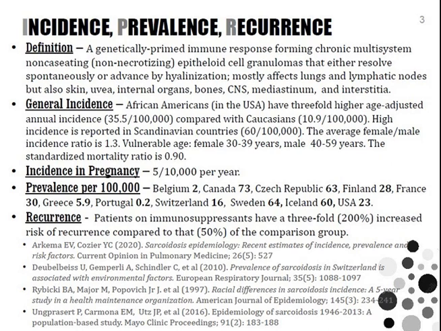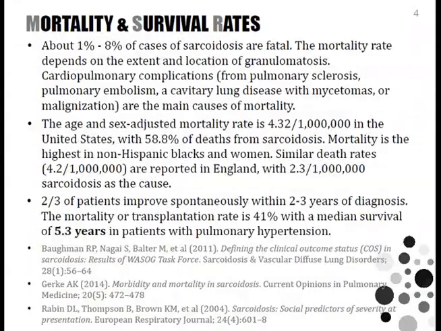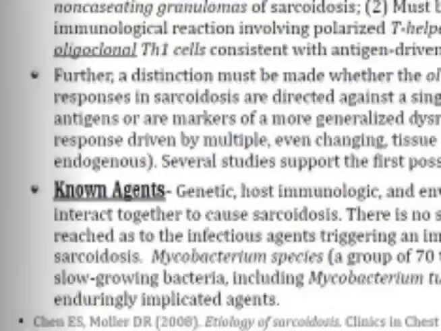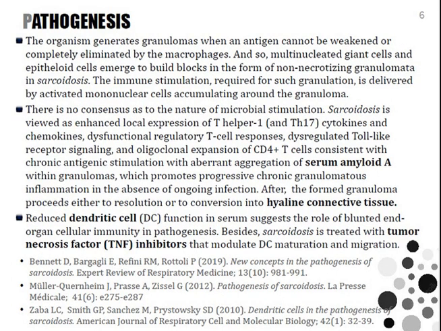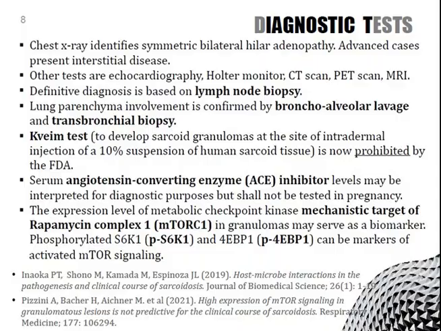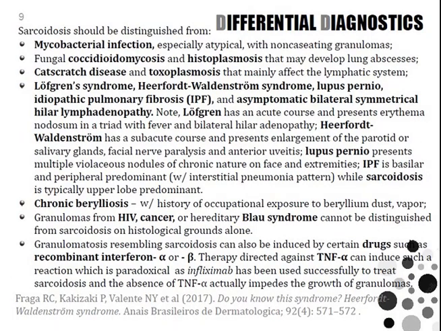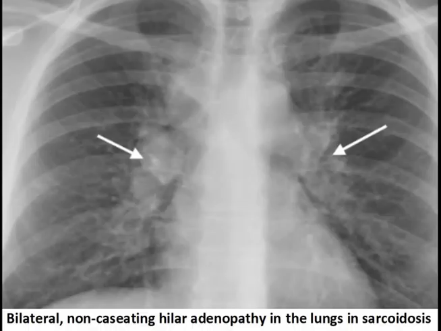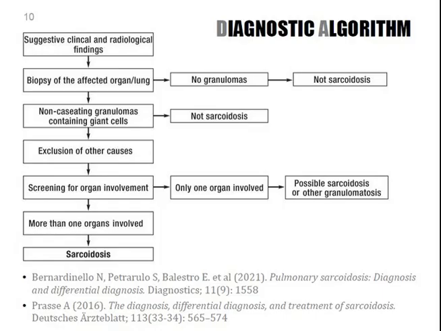I present some epidemiological indices, including the global distribution of this disease, mortality and survival rates, etiology and pathogenesis, clinical manifestations, diagnostic tests, and differential diagnostics with several diseases, providing both propedeutic and laboratory tips. Of course, the most convincing finding for a proper diagnosis of sarcoidosis is the symmetric bilateral hilar adenopathy in the lungs. Next, I share a simple diagnostic algorithm.